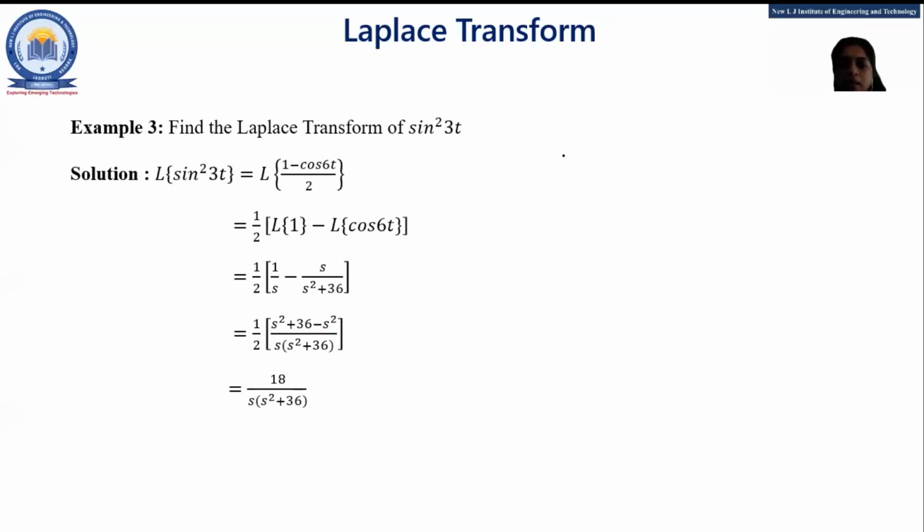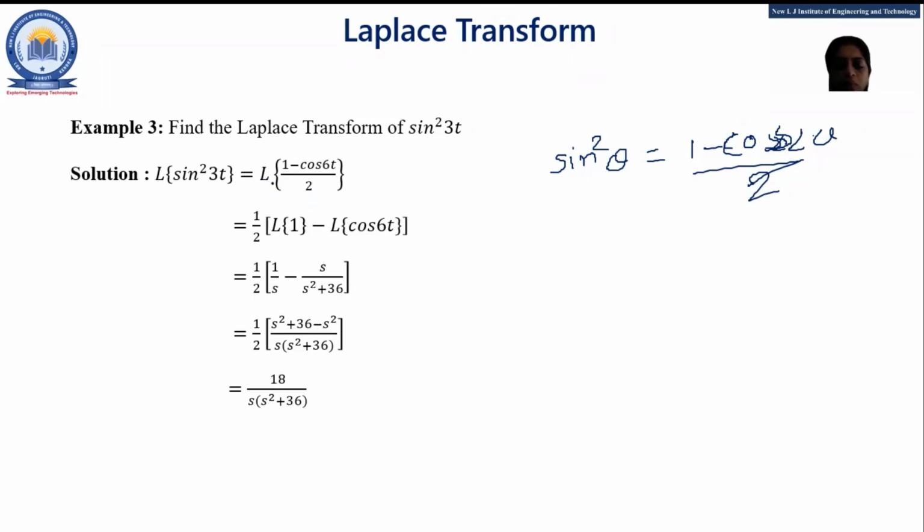So the formula of sin square theta is equal to 1 minus cos 2 theta, upon 2. Okay. So I'm applying this formula for this sin square 3t. So 1 minus cos 2 theta, our theta is 3t, so multiply with 2, that is 6t. So 1 minus cos 6t by 2.